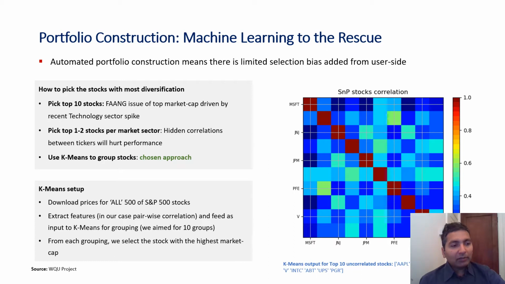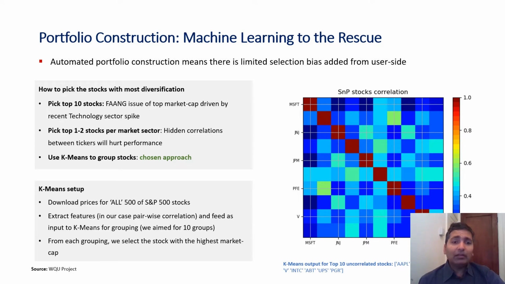Now, this is about testing the strategy on a handful of stocks. What about portfolio construction? There are a couple of ways to construct the portfolio. We can pick the top 10 market cap stocks, but that is driven primarily by the FANG issue of the technology sector taking a large share of that portfolio. We could pick one or two stocks per market sector, but we run the risk of hidden correlations between tickers, which will hurt our performance. But there's a couple of other approaches which we have learned in Alpha 3 machine learning courses, and we could use some of them here.